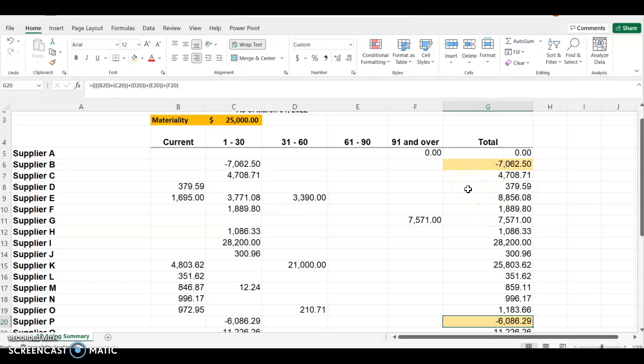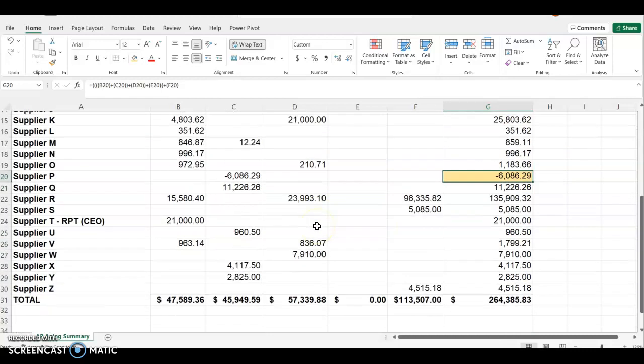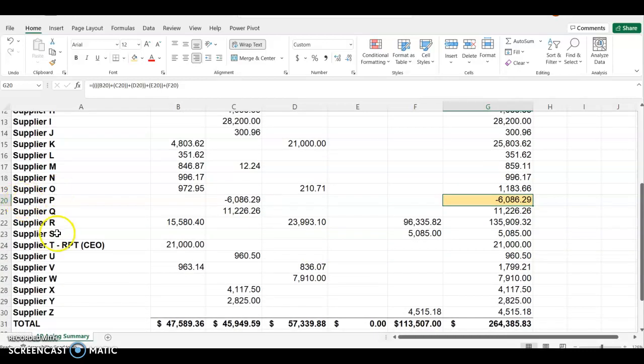And the second thing you want to scan for is any related party listing. Okay, if there's any related party, so let's assume supplier T is a related party. So we'll assume this was the CEO. Imagine the CEO provided consulting service to the company, and now they have to pay the CEO, right? Because this is a related party, we also have to mark this. So let's color code this with a different color.